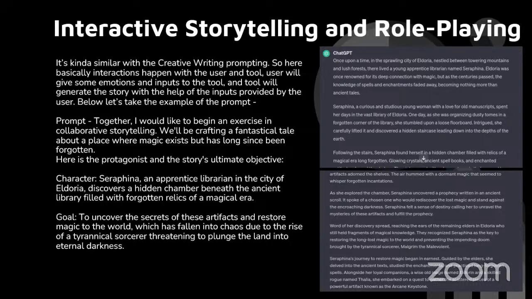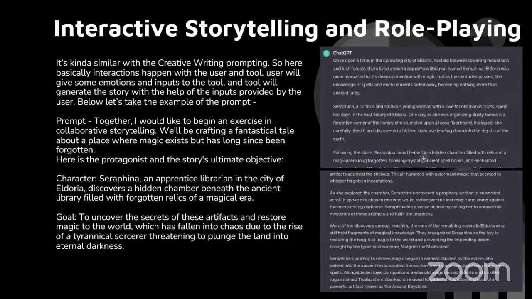So first, we are giving in some sort of user input, which is going to be creative of some sort. And then the LLM is going to pick up on that creative narrative and start building its own story. So let's take an example of the below prompt that they've given here. They said, together, I would like to begin an exercise in collaborative storytelling. We'll be crafting a fantastic tale about a place where magic exists, but has long since been forgotten. Here is the protagonist and the story's ultimate objective. So you're trying to draw the overall gist of the story that you're trying to write, and you're mentioning the genre and things like that.